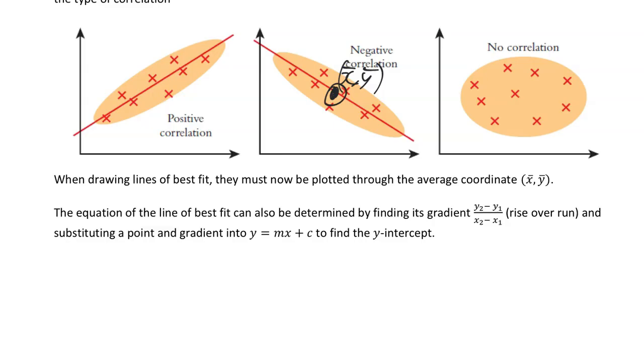Once you've done that, your equation of your line of best fit can also be determined by finding its gradient. We're using y difference over x difference, or rise over run, and then substituting a point and the gradient into y = mx + c to find the y-intercept. If it goes through your y-axis, you could just read that off from the graph, but it is mathematically a better way of doing it. You find your gradient and then you substitute in a point which is on your line, and there's bound to be at least one nice point on your line.